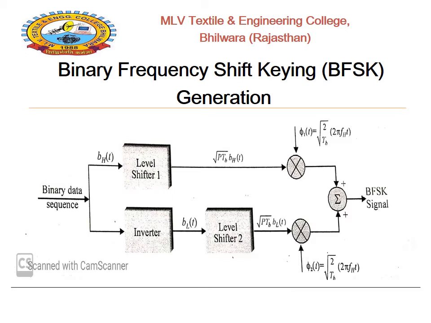The level shifter converts the 1 voltage level to √(P Tb), and the 0 level remains unaffected. Thus the output of the level shifter will be √(P Tb) if 1 is transmitted, or 0 if a 0 bit is transmitted. The outputs of the level shifters are applied to the product modulator. Another input to the product modulator is the frequency shifted carrier signal.